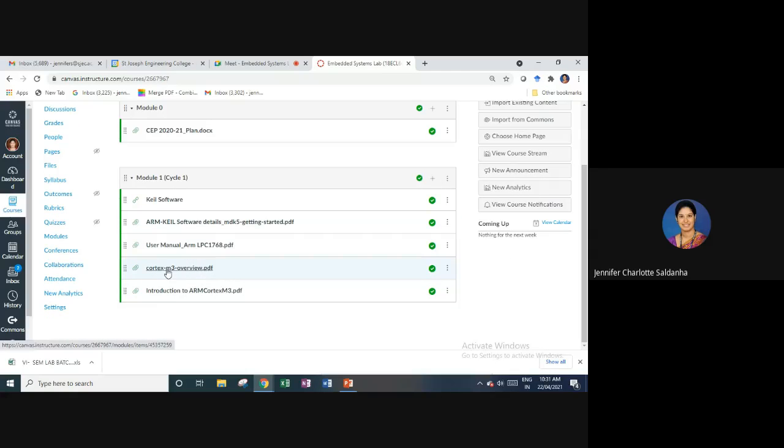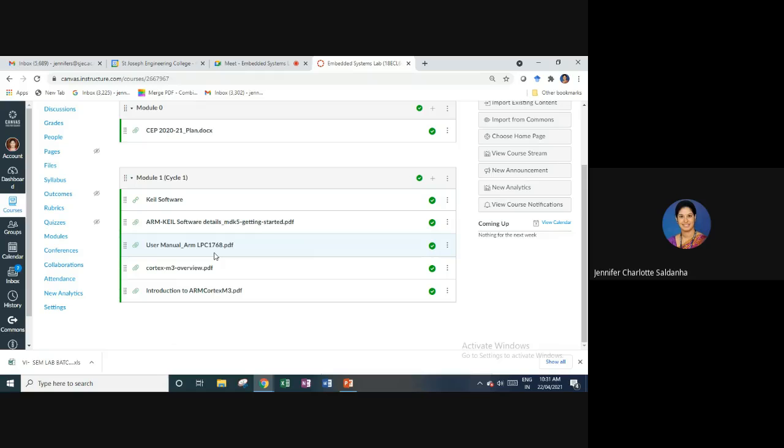Then there is introductory material on ARM Cortex M3. Please go through these materials. You will get more knowledge on the software, the processor and the controller we are using in the lab, and also about the VTM-C3 kit. So this is the first week of the lab. This week we've had the instructions about the lab for all the batches.